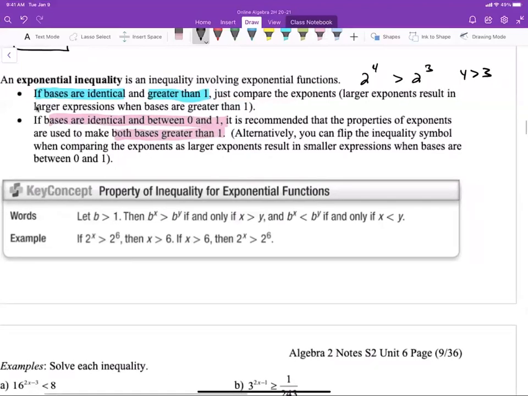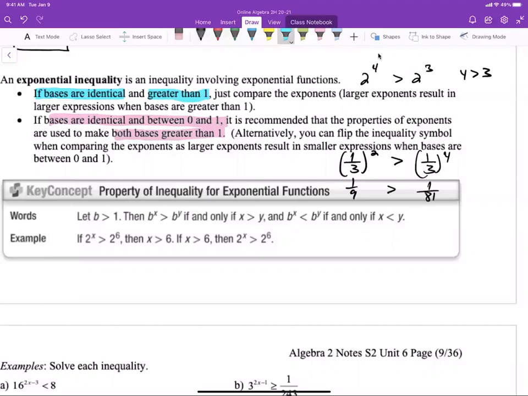Let me give you an example. If I have 1/3, now that's less than 1, squared, and I say that that is greater than 1/3 to the 4th, okay? So 1/3 squared is the same as 1 over 9, right? So that's 1 over 9. And 1/3 to the 4th is the same as 1 over 81. Okay, so 1/9 is truly greater than 1 over 81.